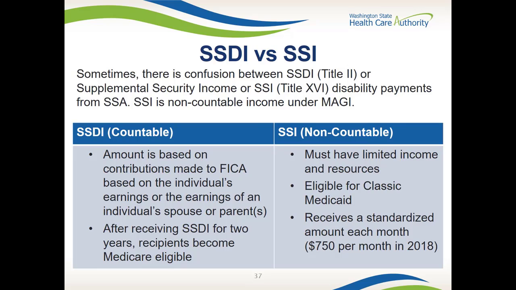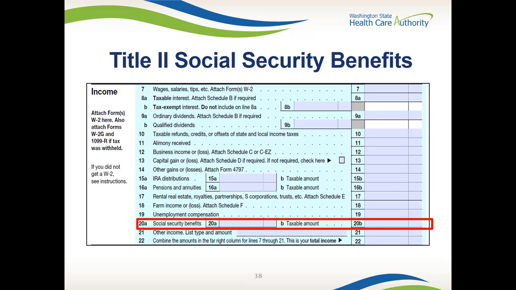Take a moment to review this slide. Additional differences between SSDI countable income and SSI non-countable income are displayed in the table. Social Security benefits are reported on line 20A of the IRS Form 1040, and the taxable amount is reported on line 20B of the IRS Form 1040. As a reminder, under MAGI methodology, all Title II Social Security benefits are countable.